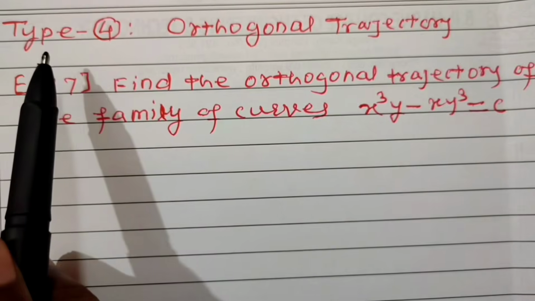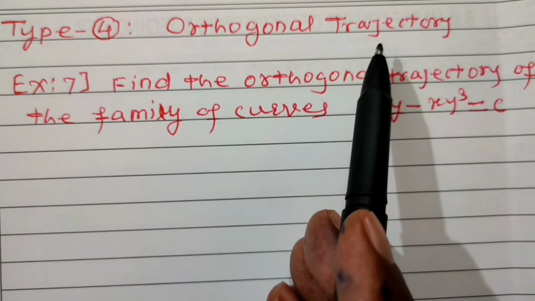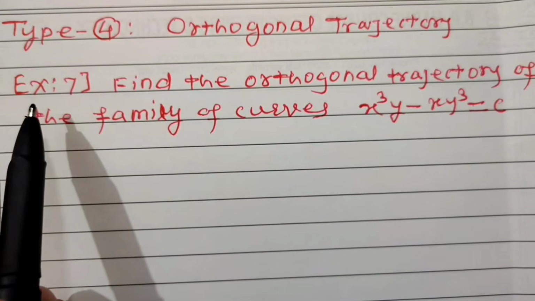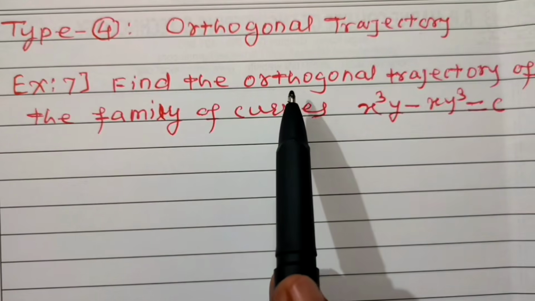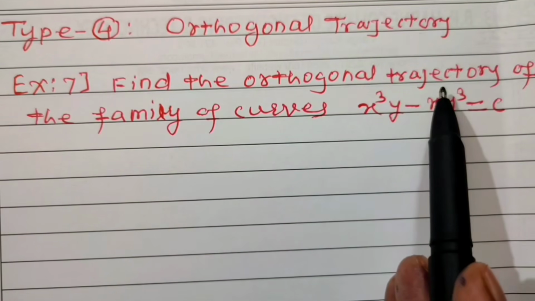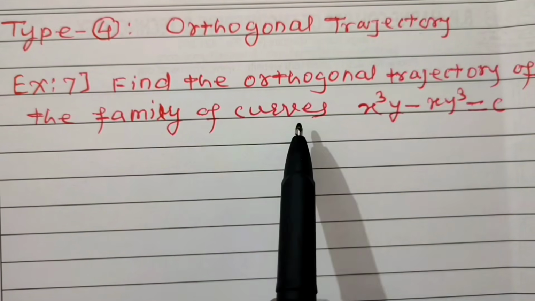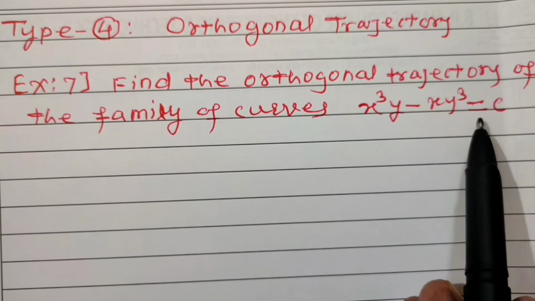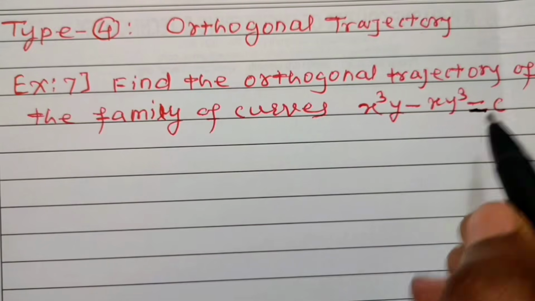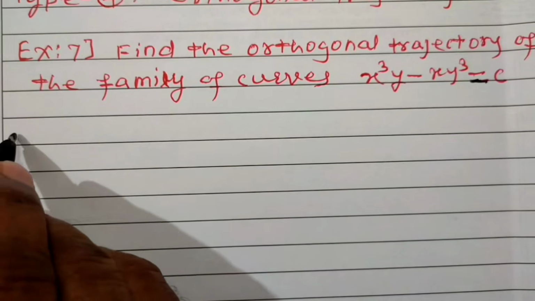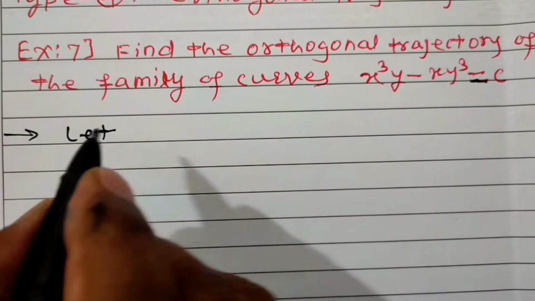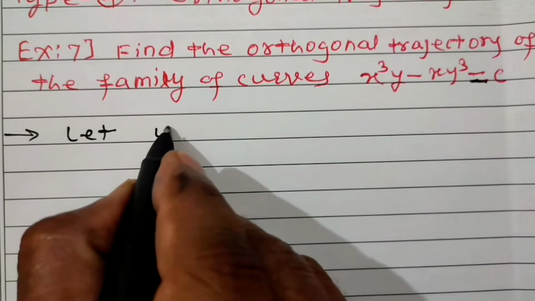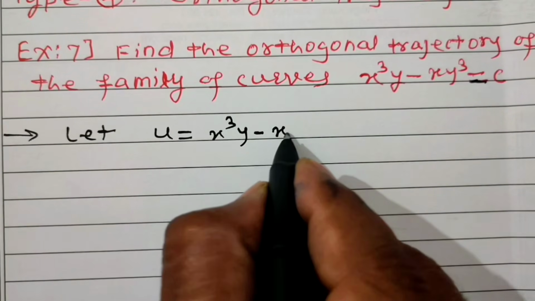Now type number 4, orthogonal trajectory. Example number 7: find the orthogonal trajectory of the family of curves x cube y minus xy cube is equal to c. So this is the given function. Solution for this: let the given function be u is equal to x cube y minus xy cube is equal to c.